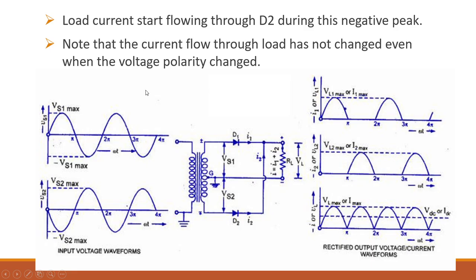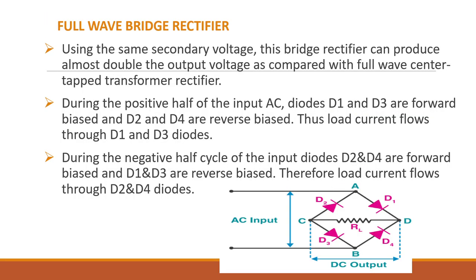That is why it is known as full wave, and the same process will be followed. It will be passed through a filter and then will be regulated and we'll get the constant DC supply voltage. After this, we go for the bridge rectifier.